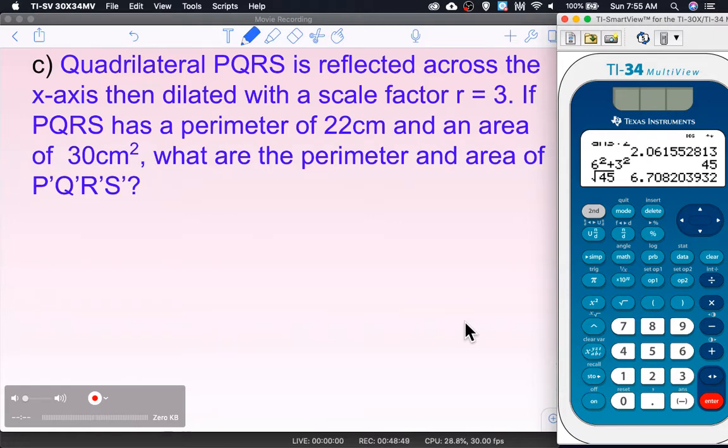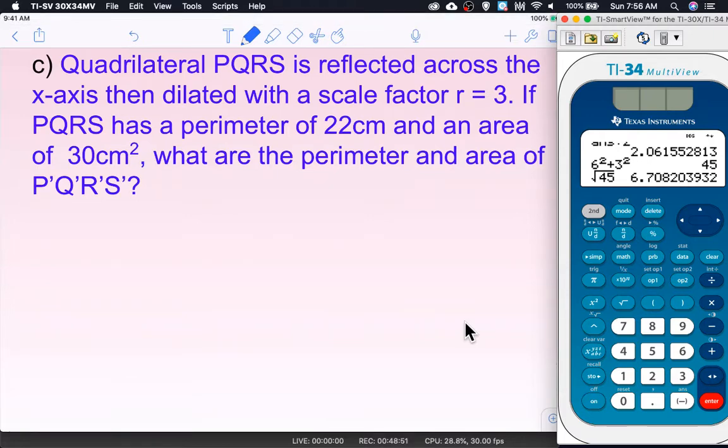Letter C. Here's one for you to try completely on your own. Quadrilateral PQRS is reflected across the x-axis, then dilated with a scale factor of r equals 3. If PQRS has a perimeter of 22 and an area of 30, what are the perimeter and area of the new image P prime, Q prime, R prime, S prime?